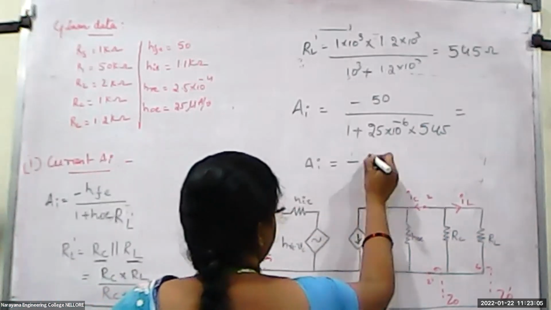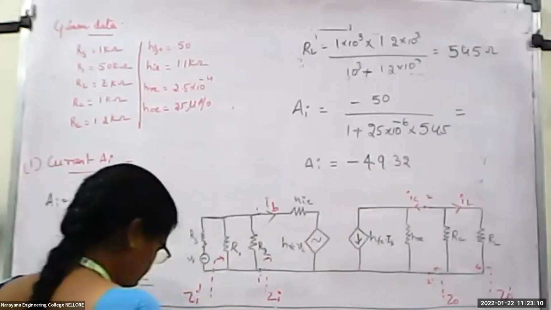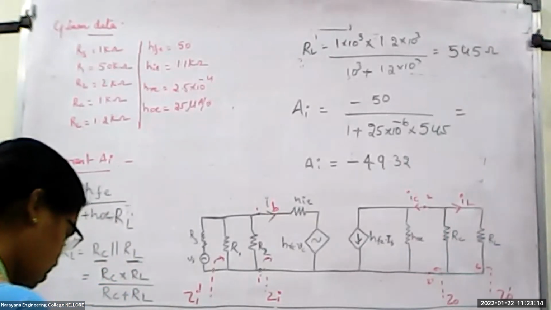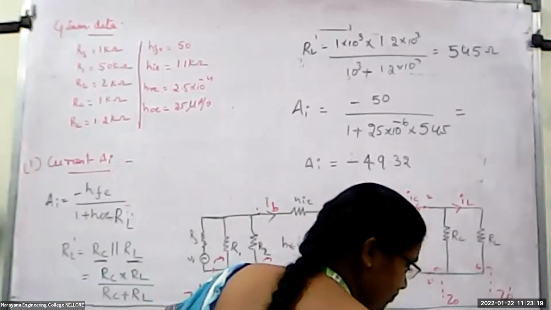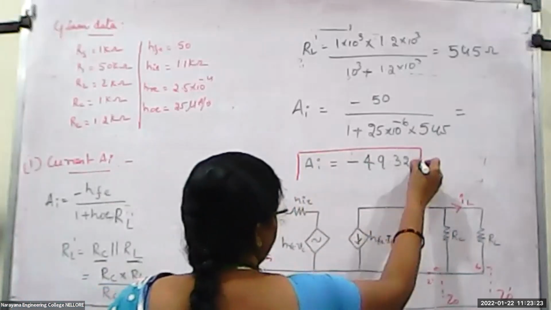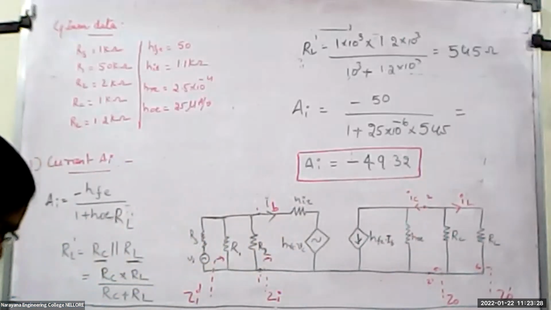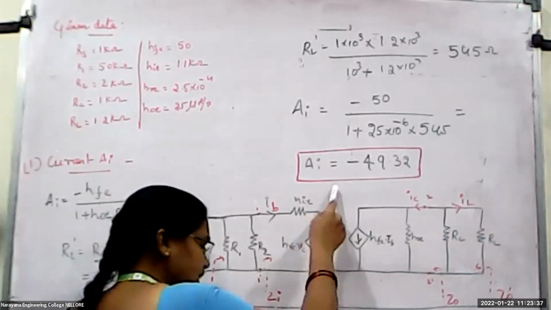So you get minus 49.32. Everyone got this answer? Yes, you can get minus 49.32. Everyone got this answer?